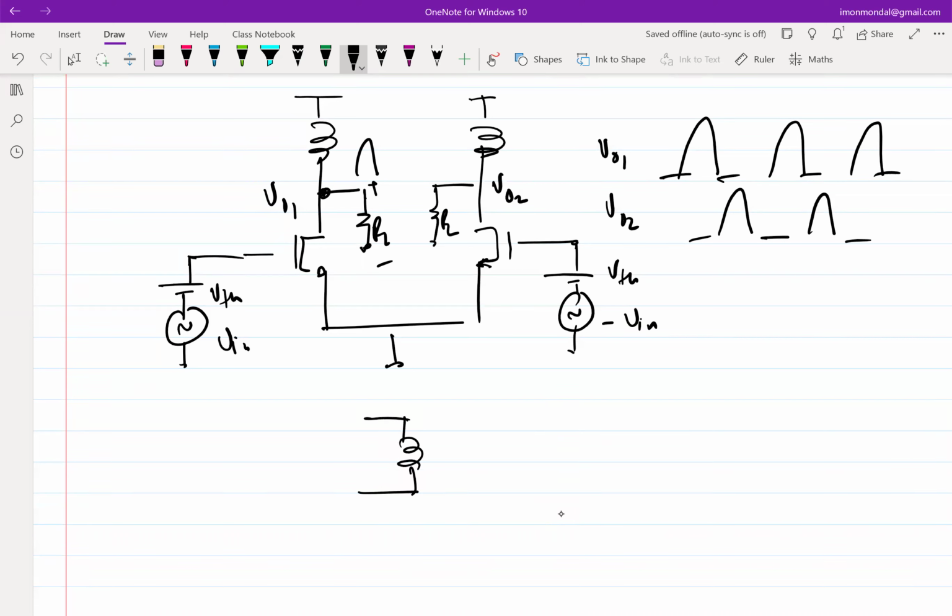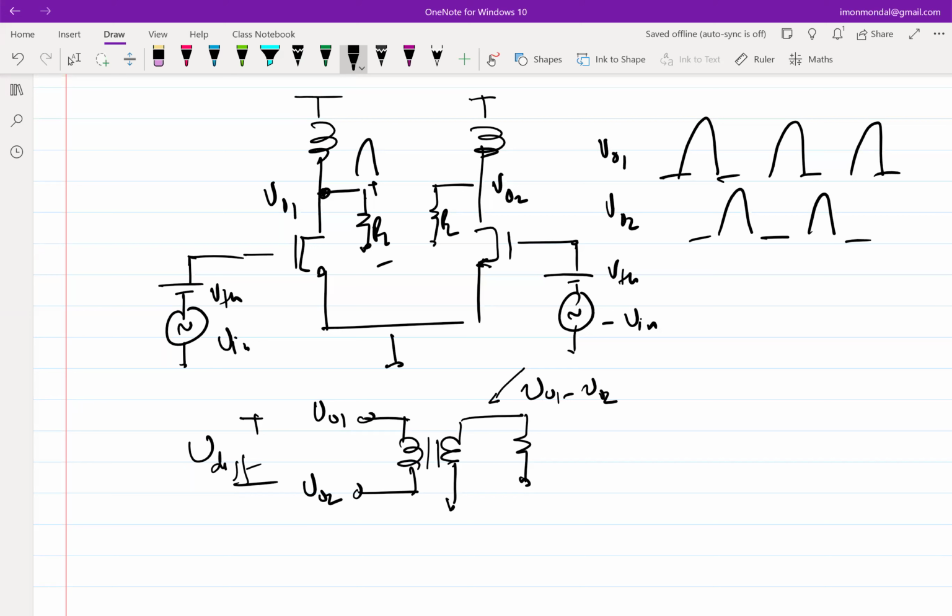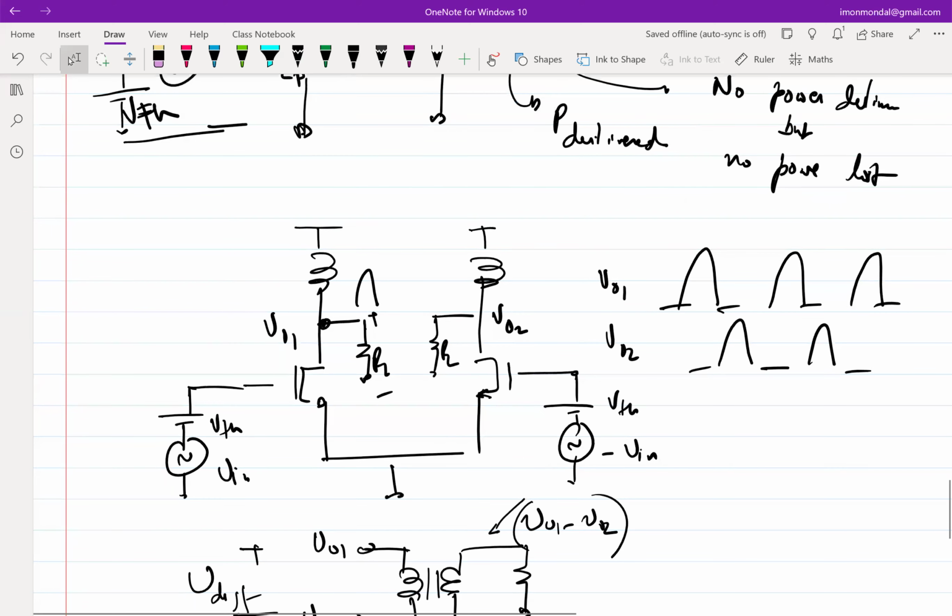So I have this, VO1, VO2. Trans ratio of 1. What will be the voltage here? Ideal transformer. So let's say I have a voltage here, V. What will be the voltage at the output? VO1 minus VO2, right? If I have a trans ratio of 1. So that I can do here, right? So all I have to do is put a transformer here.